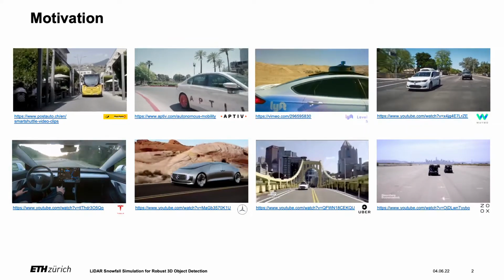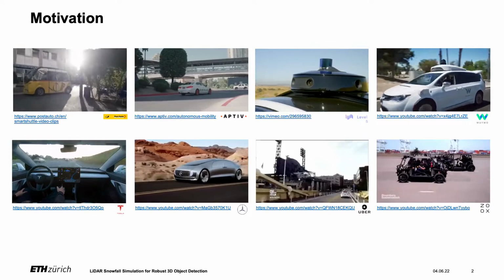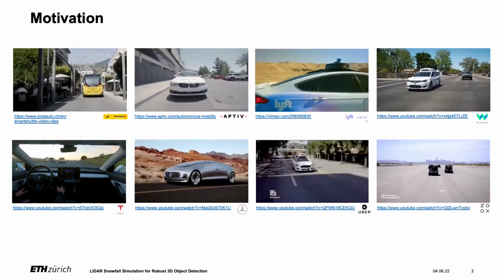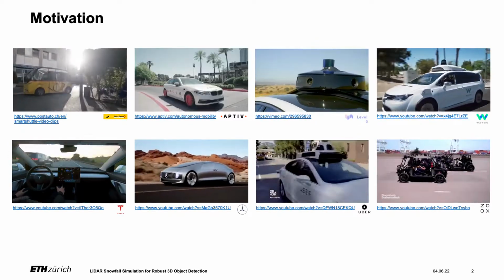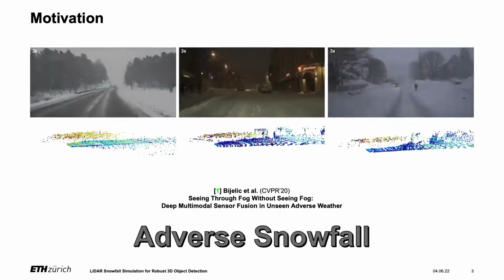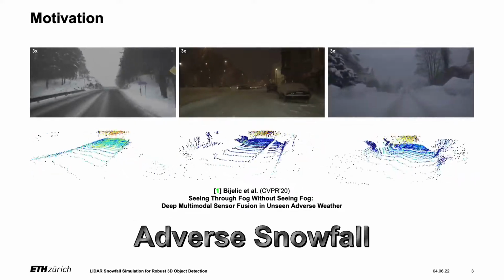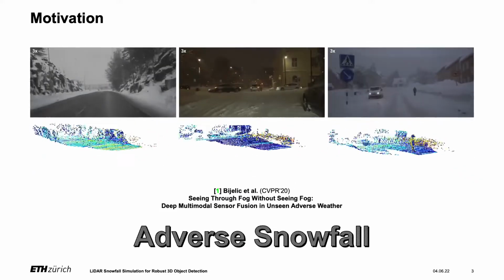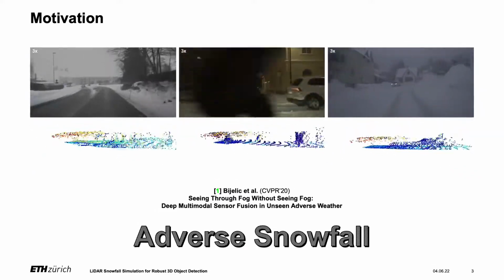In the last couple of years, we have seen many demos like the ones you see here. Yet, they all have one thing in common. They typically only operate well in clear weather conditions. The goal of our work is to extend the operational design domain for autonomous vehicles to adverse snowfall, as you can see here.